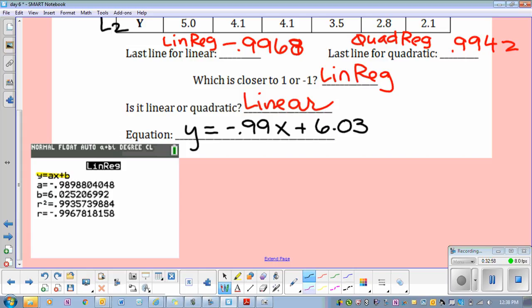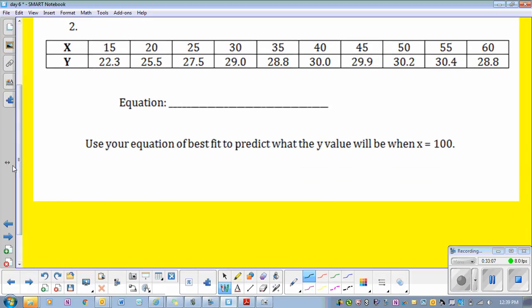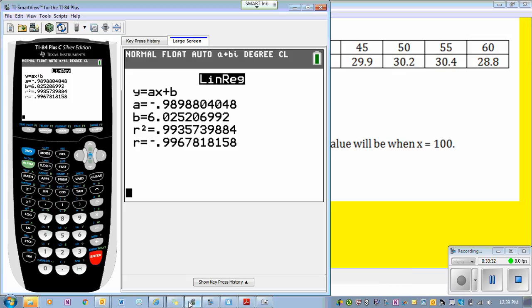If we go to the next one, they may take it a little bit further and ask you something like, use your equation to predict what the y value will be when x equals 100. That means after you find your equation, you plug in 100 and get the y. That's it. Let's try this one. Your x's, that's your L1, y, L2. Everyone should be doing this.